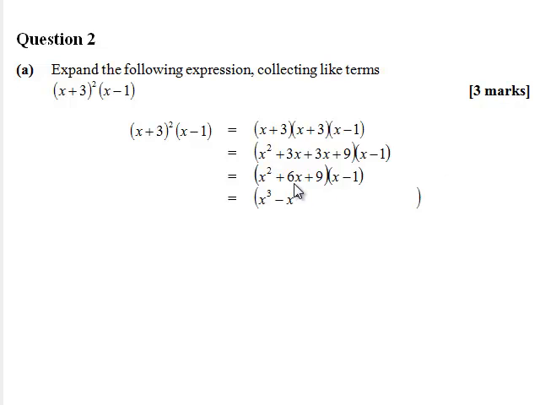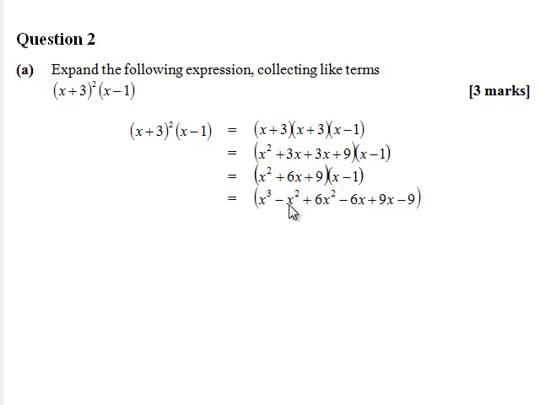Then I'm going to multiply 6x by x, which will give me plus 6x squared. Multiply 6x by minus 1 to give me minus 6x. I'll multiply 9 by x to give me 9x, and then I'll multiply 9 by minus 1 to give me minus 9. Now let's collect all the like terms.